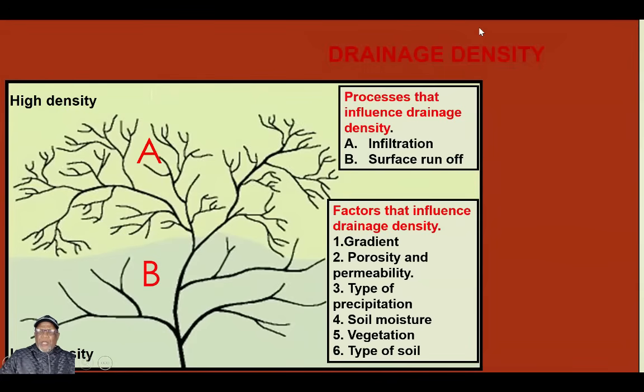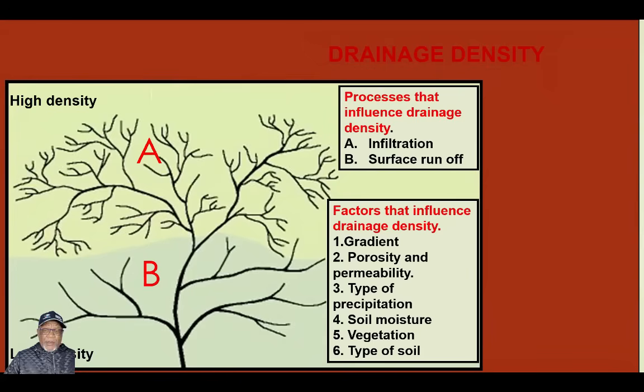Drainage density is the total number of streams of a drainage basin divided by the total area of the drainage basin. Now, drainage density is influenced by two processes, infiltration and surface runoff. And there are also factors that influence drainage density, which are gradient, porosity and permeability, type of precipitation, soil moisture, vegetation, and type of soil.